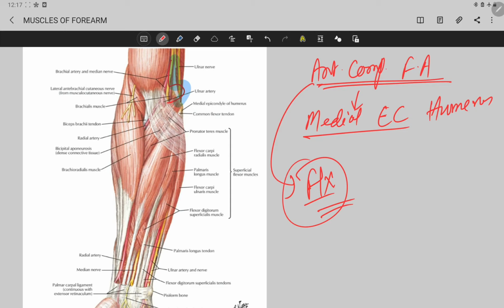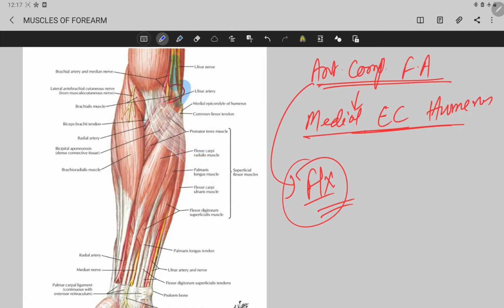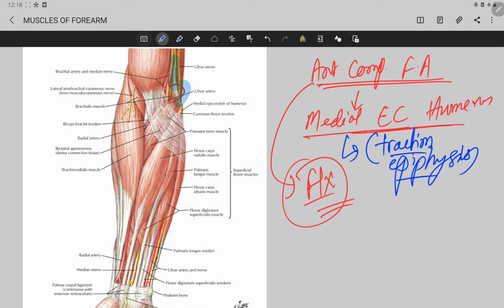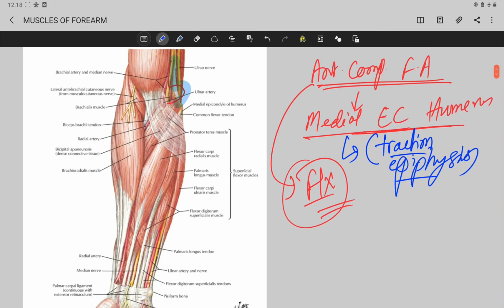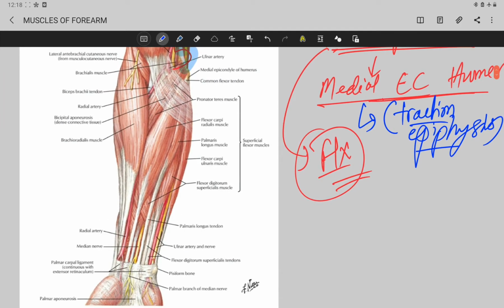So all the muscles forming the anterior compartment of the forearm generally originate from your medial epicondyle of the humerus. Just for information, the medial epicondyle of the humerus is a traction epiphysis. Here you can see the superficial muscles of the anterior compartment of the forearm.